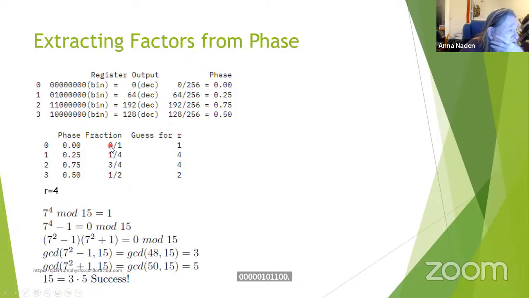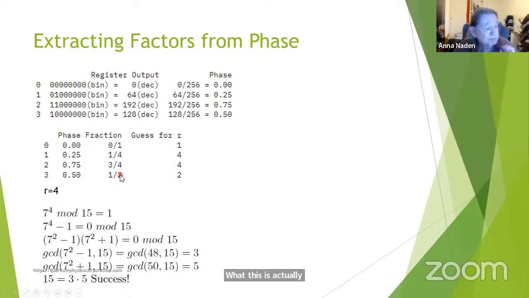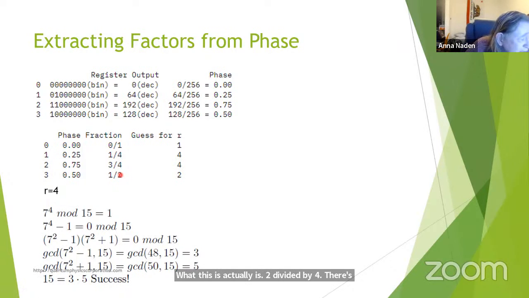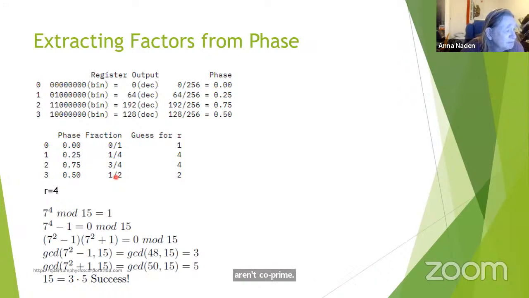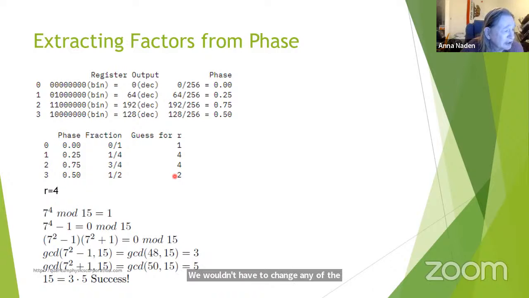So that gives you 0 divided by 1. The next result gives you 1 divided by 4, then 3 divided by 4, and 1 divided by 2. What this is actually is 2 divided by 4. These numbers aren't co-prime. They have the factor 2 in common. So if this is the result we got, then we'd have to repeat the computation. We wouldn't have to change any of the conditions. We just run the calculation again, because quantum mechanics is probabilistic.